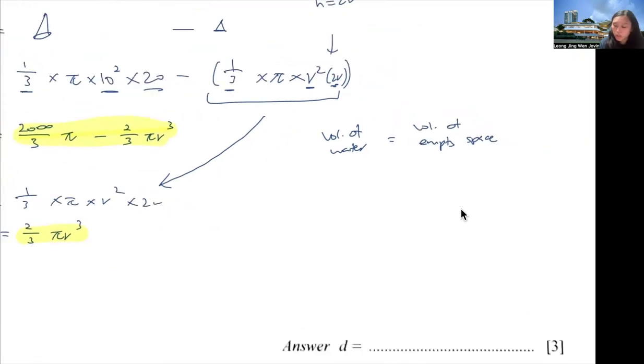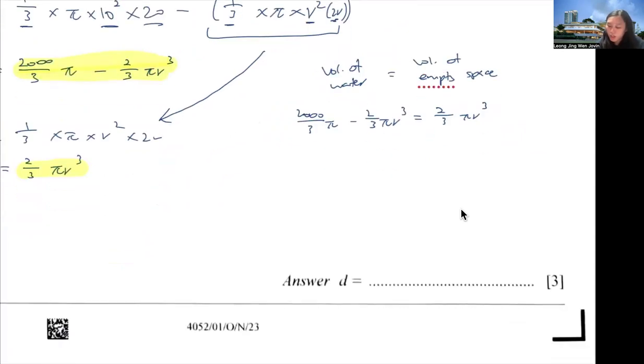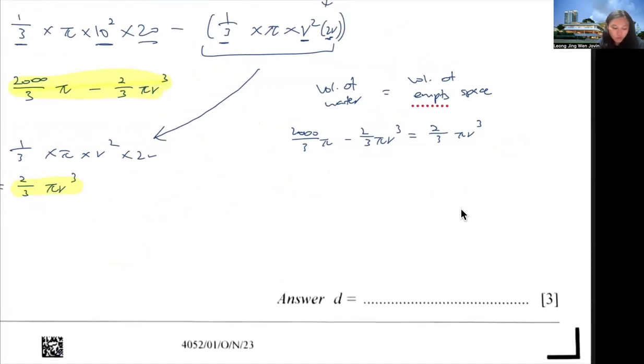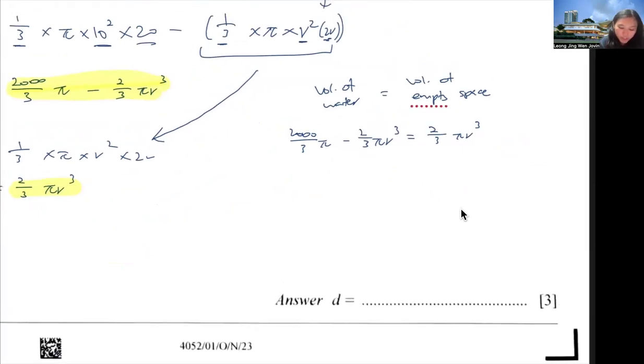Okay, so volume of water is 2000/3 pi minus 2/3 pi r cubed. And this whole thing is equivalent to 2/3 pi r cubed. Okay, all good so far? Yes, okay, so now that we know everything, what do I need to solve? I need to solve for D. Okay, so no worries. Over here, I don't have any D. Never mind. I can solve for R, right? See that R is my unknown, right?